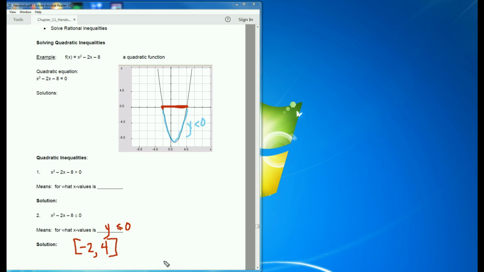All right, so it's pretty easy to solve these if you have a plot. But what if we don't have a plot and we want to be able to solve it analytically? Well, there's a method for that. Let me go on to the next page.